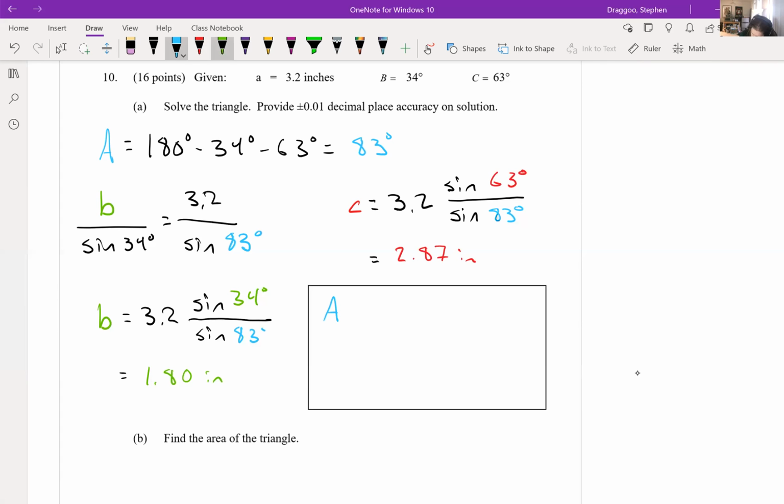So A, B, and C are the three things that we needed to solve this triangle, and I got 83 degrees, and then I got 1.8 inches, and then I got 2.87 inches.